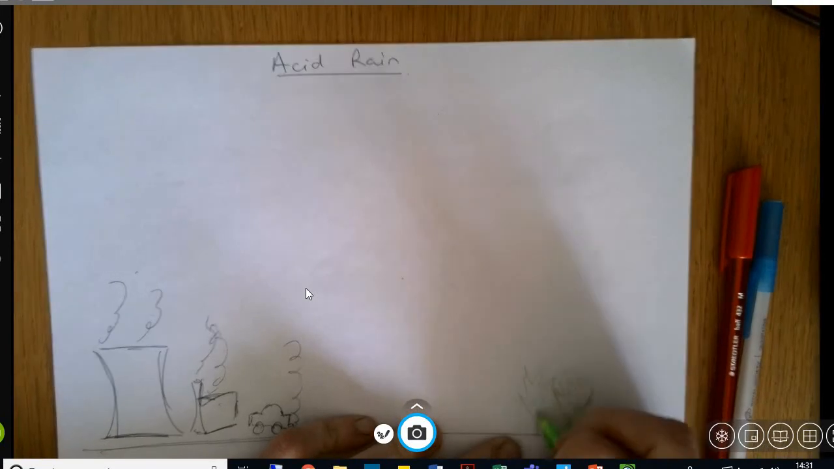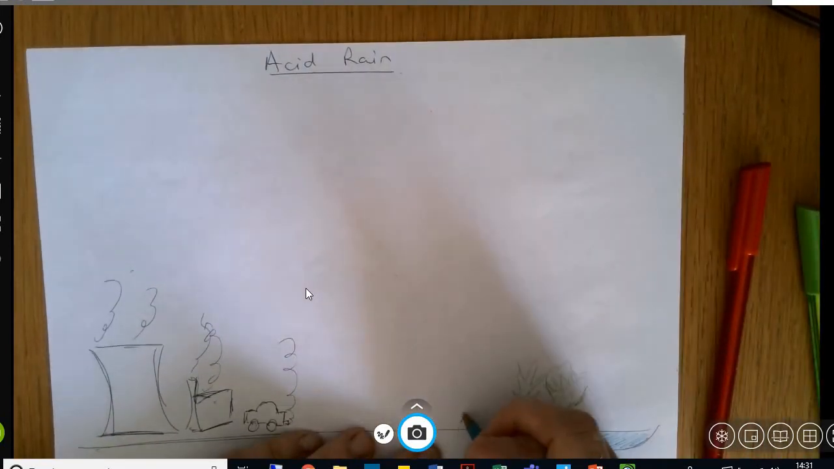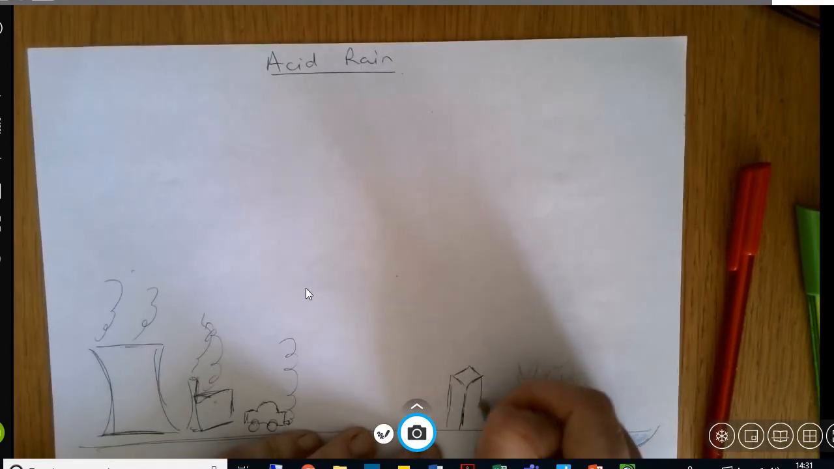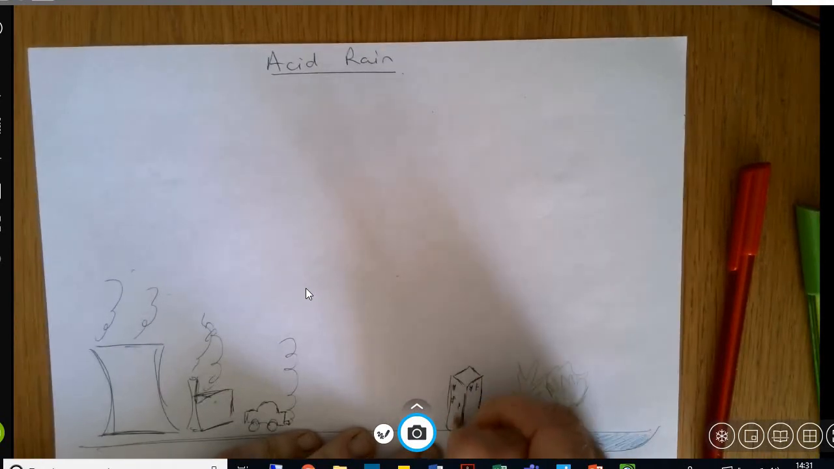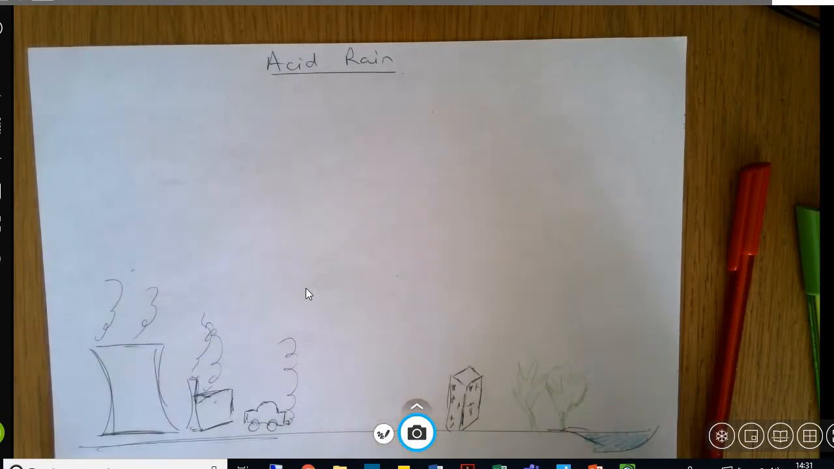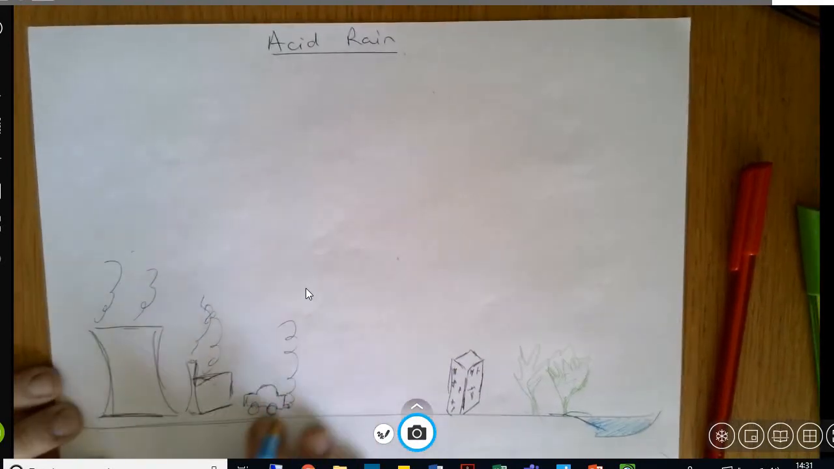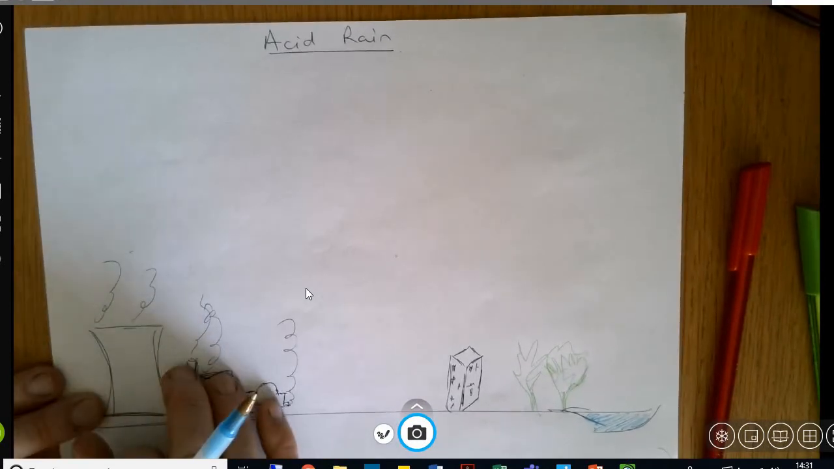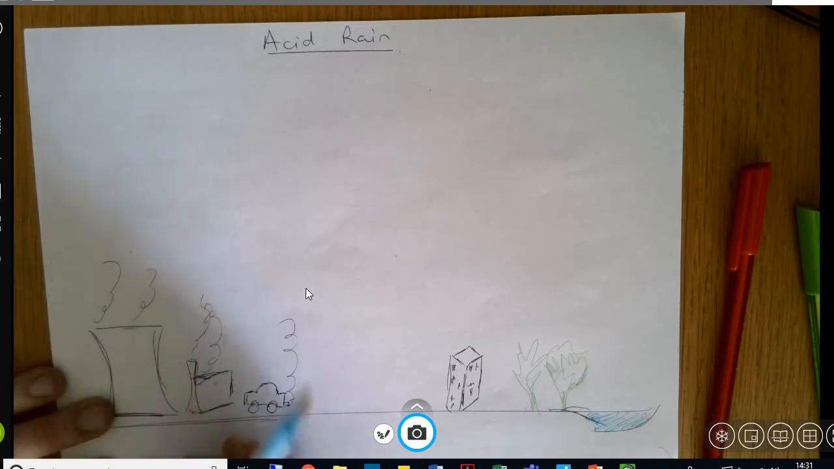And we're going to use some of these diagrams in a moment to help us with some of these. Okay, so let's set the scene. We've got our industrial units, our factories, our cars, our homes even, that are producing a lot of chemicals, a lot of poisonous gases and things like that that are being released into the atmosphere.